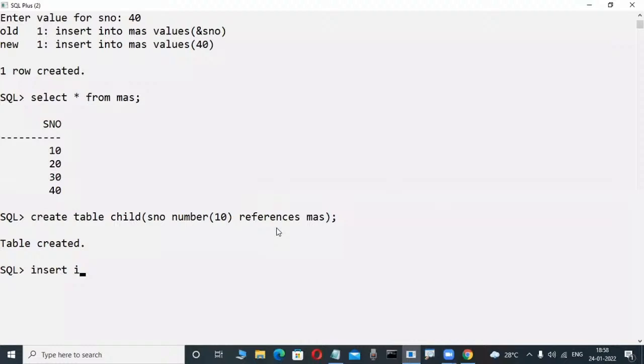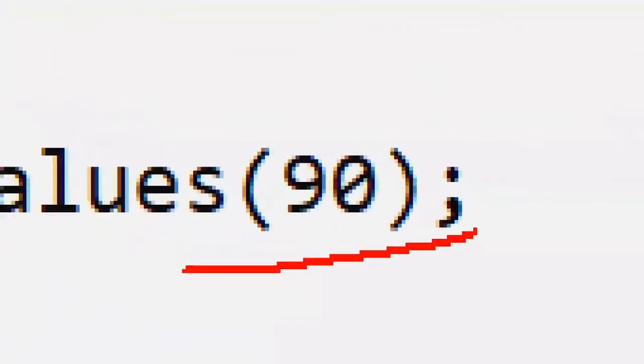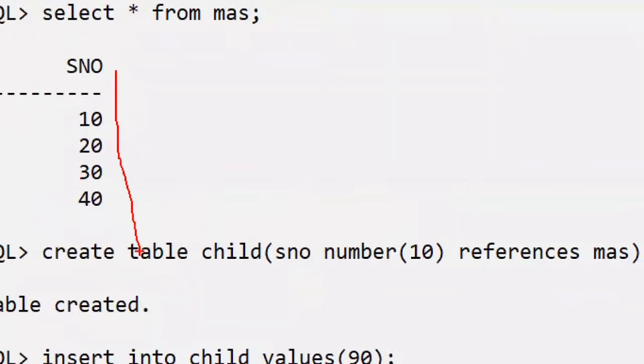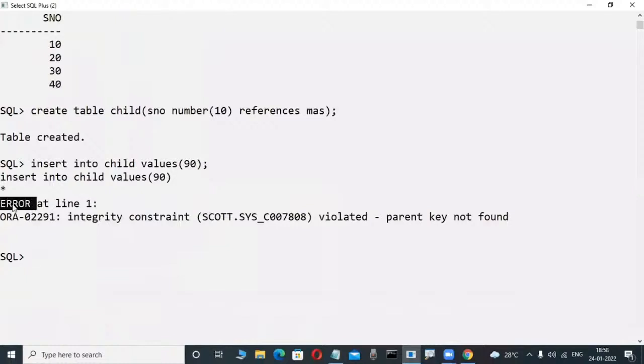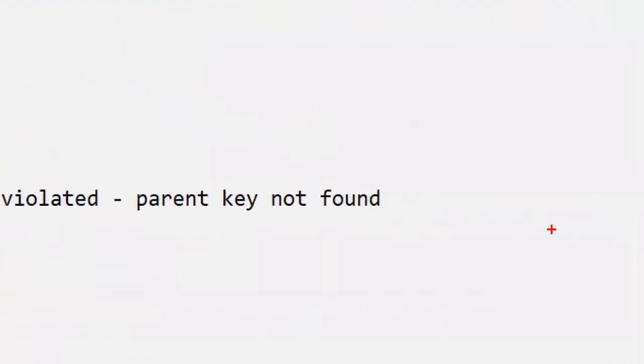Now I try to insert. Check it out here. I try to insert a value other than the master table values. Suppose I try to insert 90, not possible. 90 is not there in the master table, so it is impossible. A record other than the master table records is impossible. Error. These errors you will be familiar with in the future. Or maybe the message is parent key not found. Your 90 is not there in the master table.